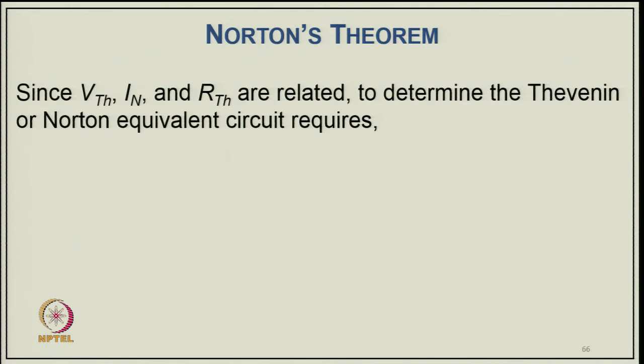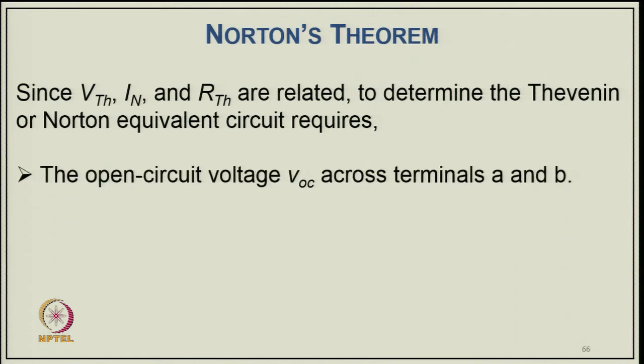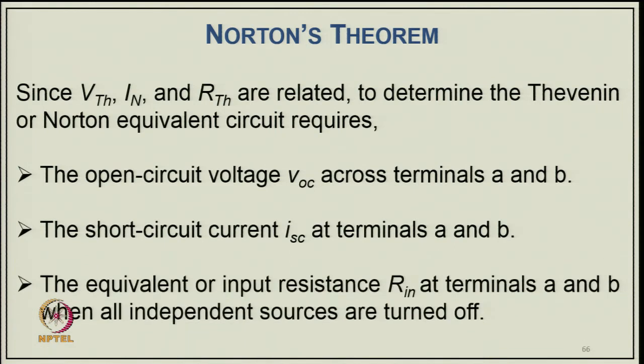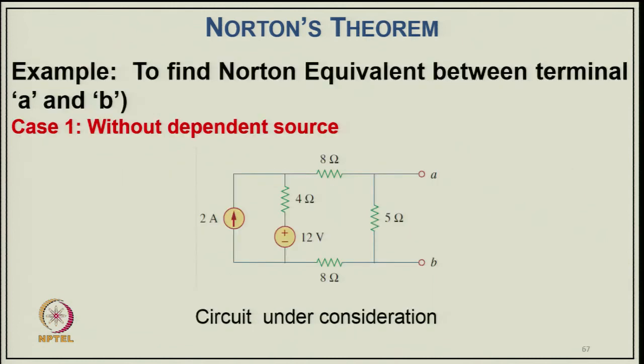upon RTH. Since VTH, IN and RTH are related, to determine the Thevenin or Norton equivalent circuit requires the open circuit voltage VOC across the terminal AB, the short circuit current ISC at the terminal AB, and the equivalent or input resistance RIN at the terminal AB when all independent sources are turned off.